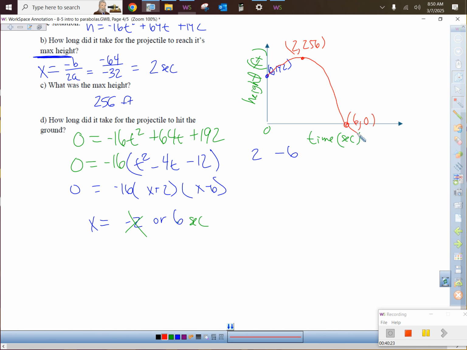Isn't that amazing that it took exactly 6 seconds for that to hit the ground? Realistically, that will never happen. It'd be like 5.9132 seconds. It's going to be decimal amounts. Why did it come out so nice? Because I engineered these formulas to come out nice. All right, let's do some homework.